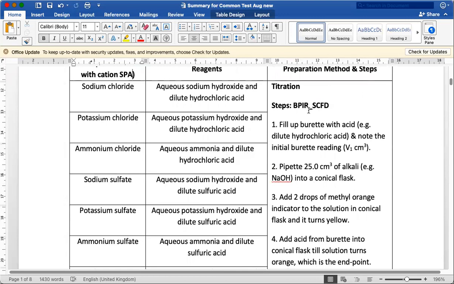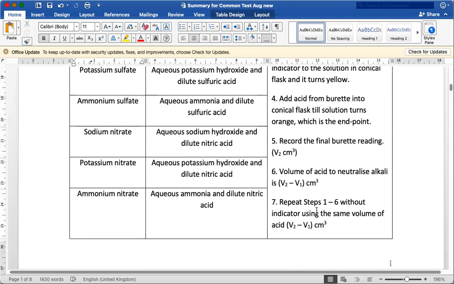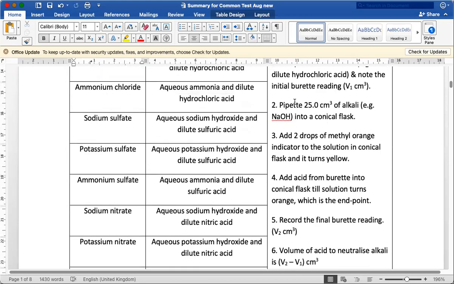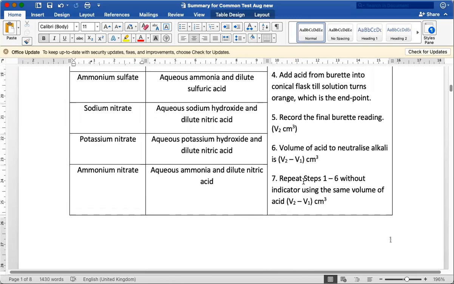And then you use the letter R, repeat. So repeat steps 1 to 6. It'll be easier if you write down numbered steps so that you can simply put the words repeat steps 1 to 6, instead of saying repeat from which part to which part. It will be easier for the teacher to mark, easier for you to remember as well. When you repeat the steps, you don't use the indicator because the indicator will contaminate the salt solution. So just now you calculated the volume of acid. That is important because you need to repeat the experiment using the same volume, because you know that by using this volume, you neutralize the alkali and there is no excess acid or alkali in the conical flask.